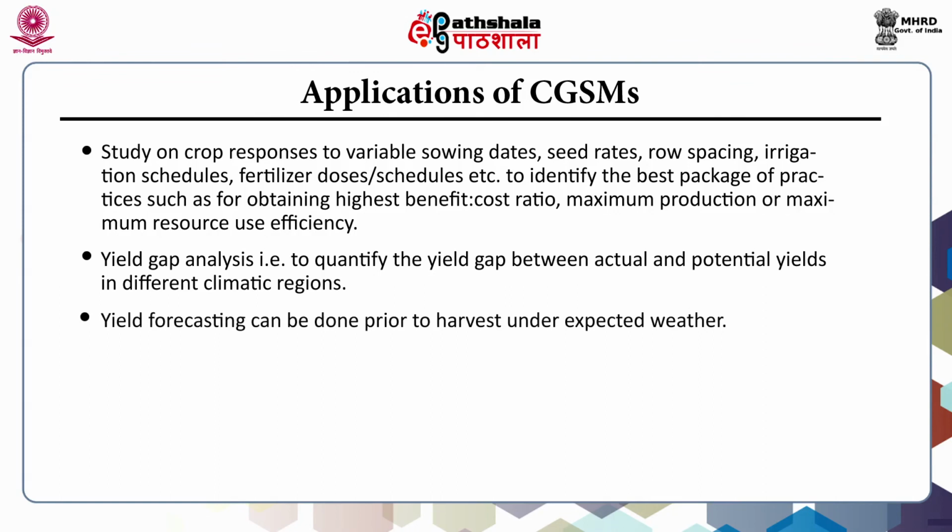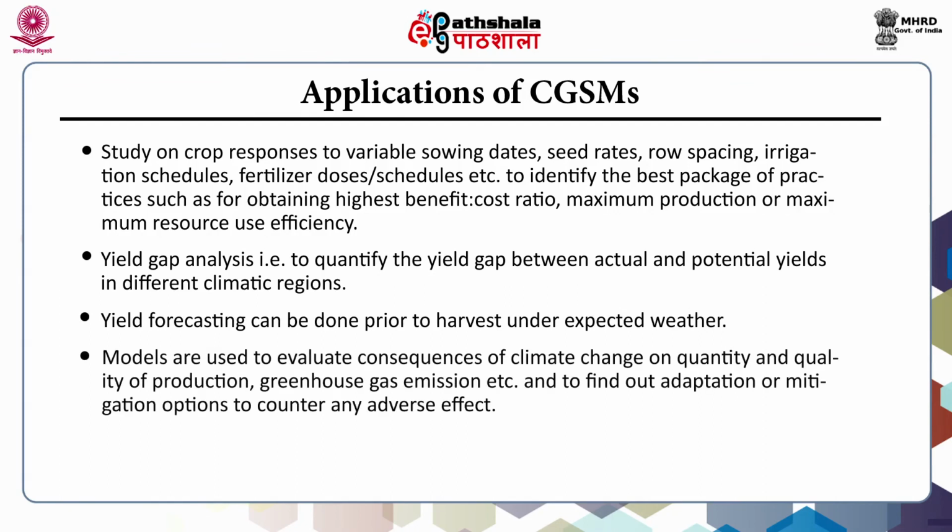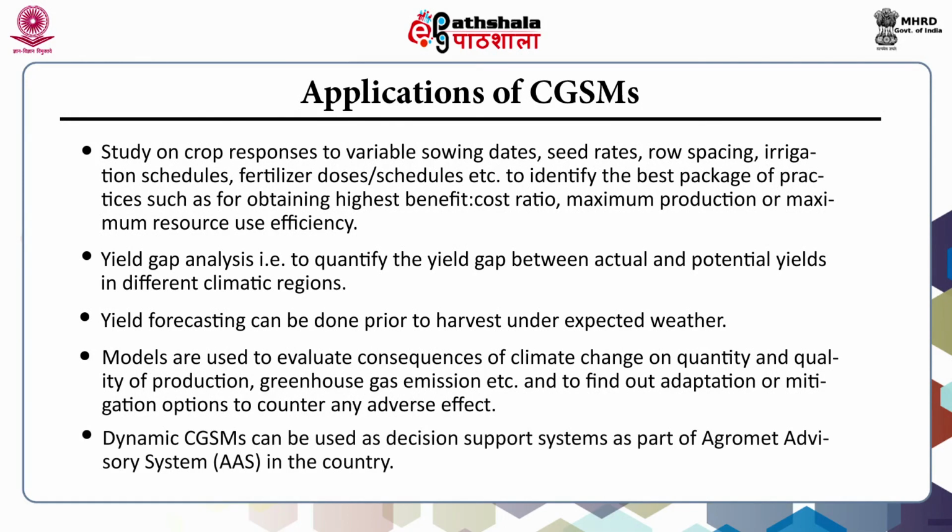Yield forecasting can also be done prior to harvest under expected weather. The models are used to evaluate consequences of climate change on quantity and quality of production, greenhouse emissions, etc., and also to find out the adaptation or mitigation options to counter any adverse effect. The dynamic CGSMs can be used as a decision support system as part of the Agromet advisory system in the country.